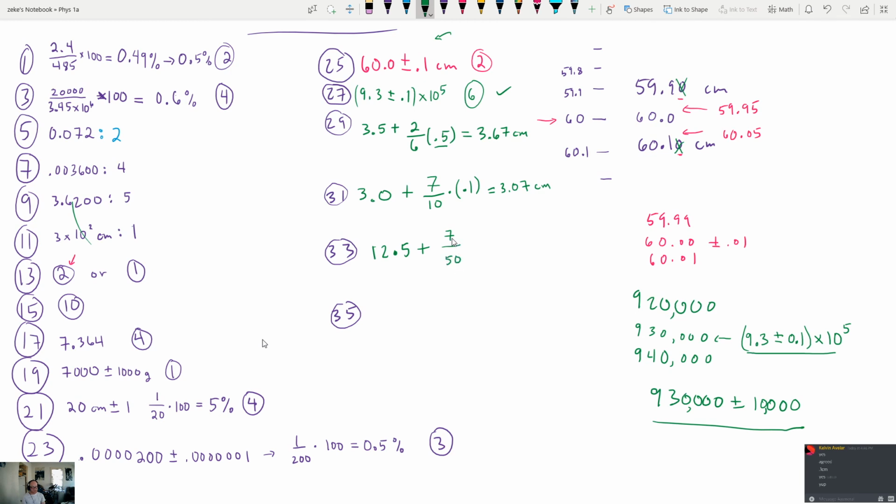It's 7 out of how many? 50. And what is that a percentage of? Well, that's a percentage of the divisions on the main scale, once again. So what's the smallest division on the main scale in this case? Just 0.5, right? That's it. Since this is a half.